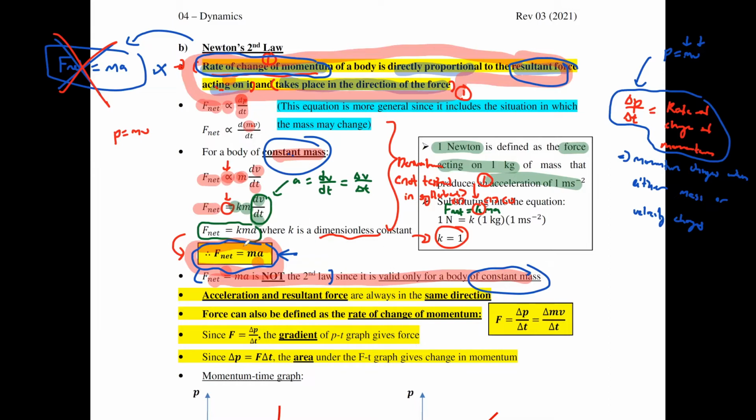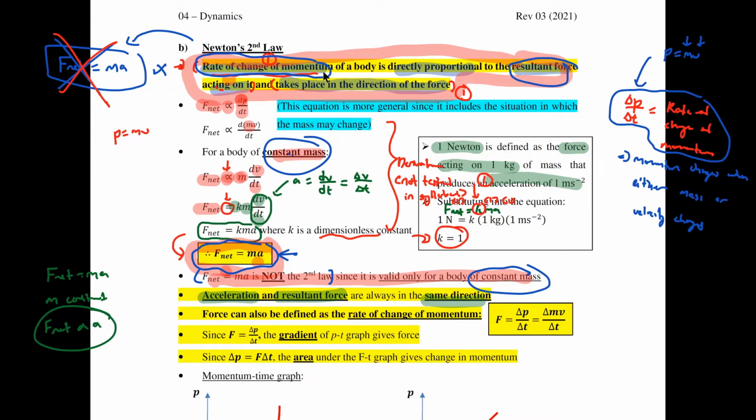Now, another thing that you will need to know is this. This one is a very important fact. Resultant force and acceleration will always be in the same direction. You can see from here that F net equals ma. Mass is a constant here. That means F net is proportional to a. F net will cause a. And F net and a will always be in the same direction.